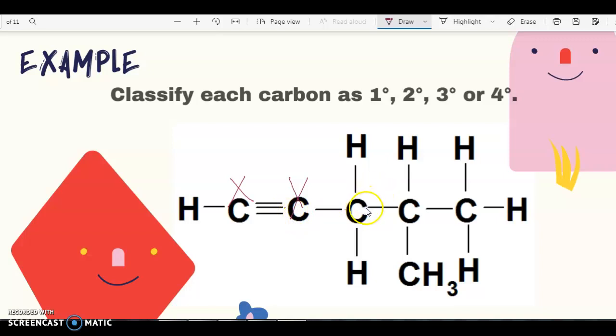Alright, so for this carbon, the third carbon has 4 single bonds: 2 bonds with hydrogen and another 2 bonds with carbon. So this would be a secondary carbon. Okay, the next carbon is bonded to 1, 2, 3 carbons. So it is a tertiary carbon. The last carbon here, at the very end, is bonded to 1 carbon. So it is a primary carbon. This one here is also primary, CH3.